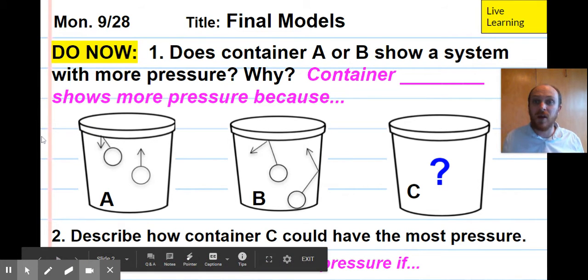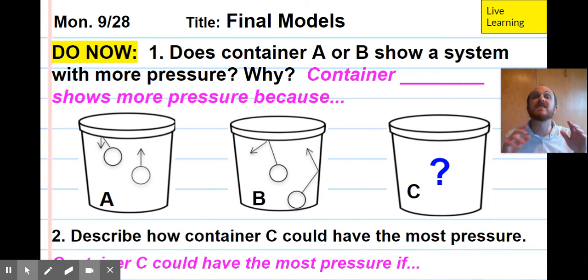So does container A or B show a system that has more pressure? Look at those two models. Which one shows more pressure? You're going to say container blank shows more pressure because... Then, number two, I want you to look at container C. There's a big question mark.